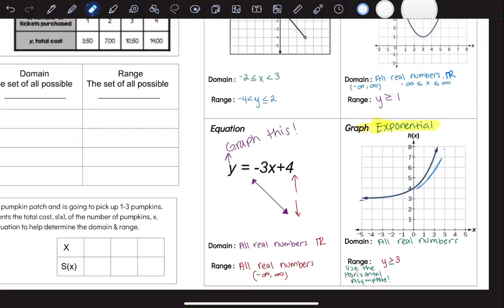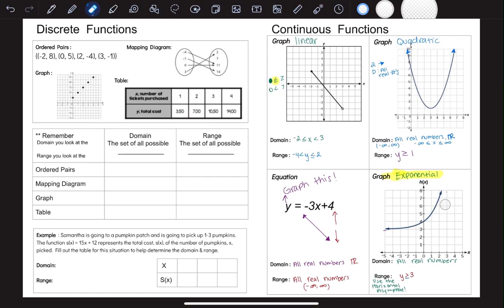All right, is that it? That's it for your notes. Make sure you glue those down in your interactive notebook, and you should have an assignment after this or before this in Carnegie.